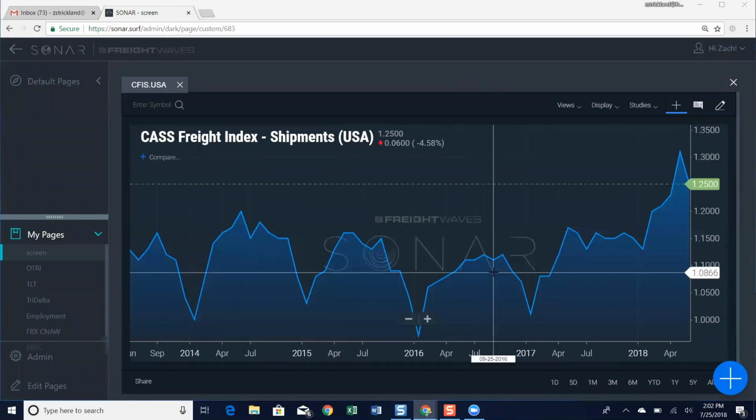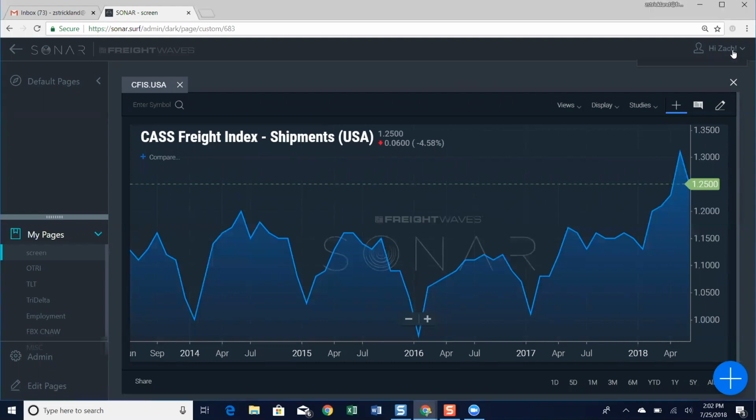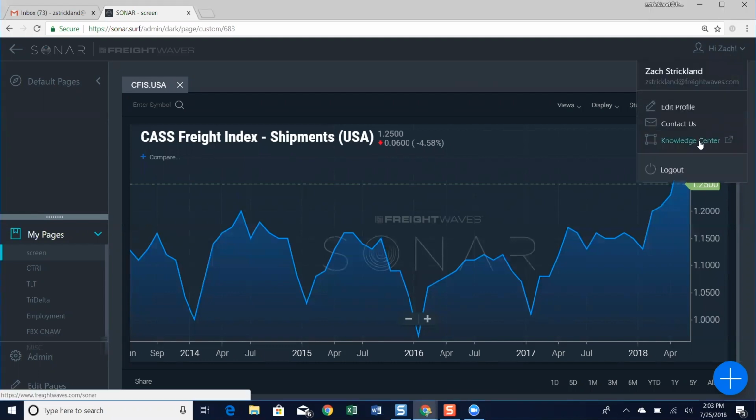We're going to kick off by showing you how to get into our Knowledge Center, where we have all of our data sets listed, with explanations of what they are, what they're representing, and how often they're updated. These are being updated on a regular basis as we add new data sets. As you go in the top right corner under your login name, you can access this through the Knowledge Center.